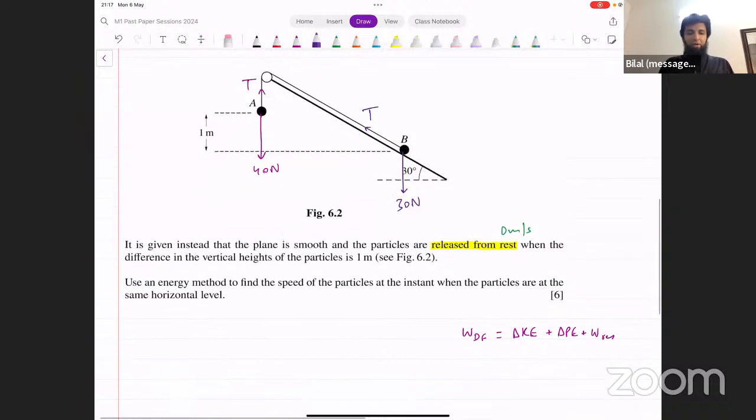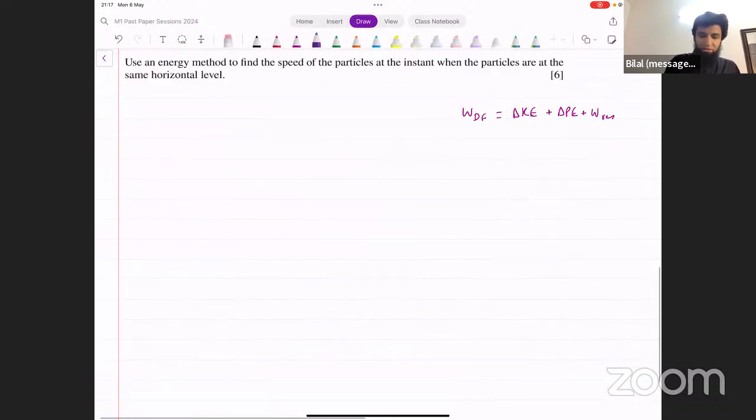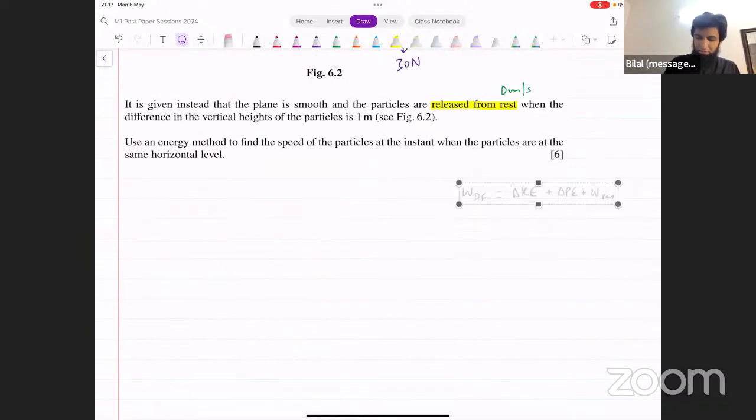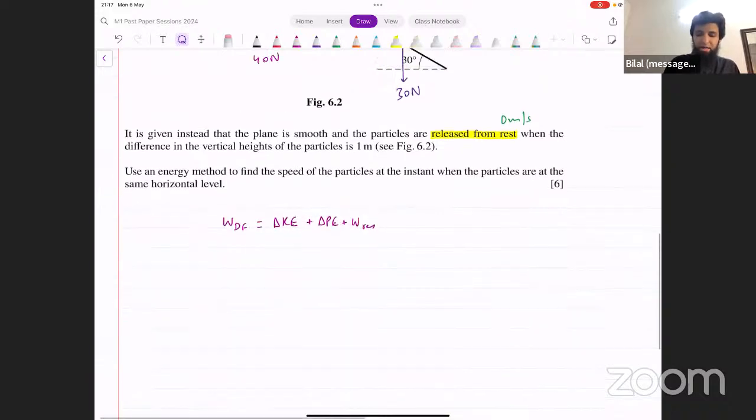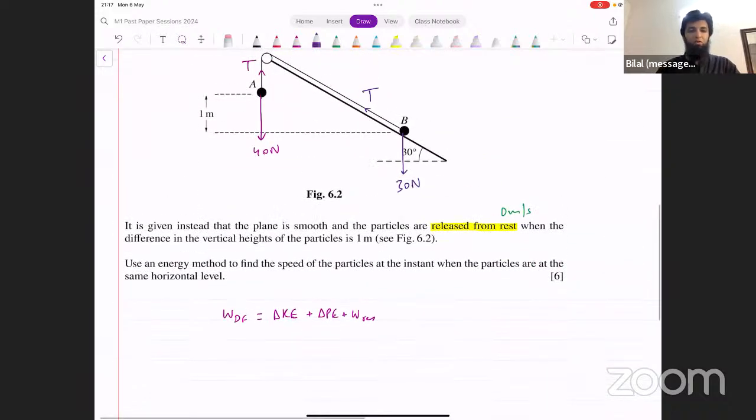Now what happens is when the particles start moving, A starts moving downwards and B starts moving up the plane. These are the directions in which these two particles move. Let's input values in this formula. Work done by the driving force. Let's do that for the two particles separately. What's the work done by the driving force for particle A? In this case, in fact, there's no driving force for it. So for A, it will be 0.